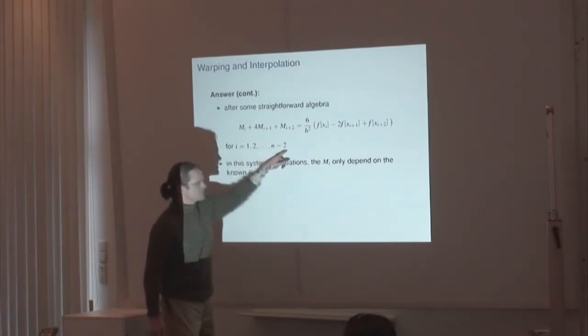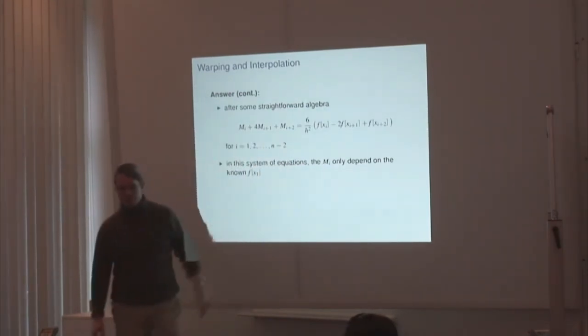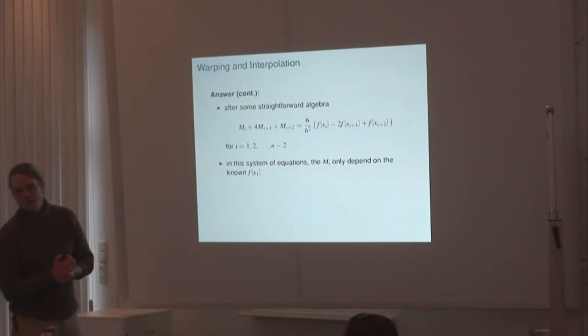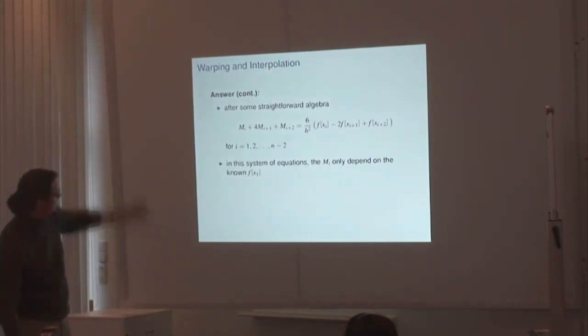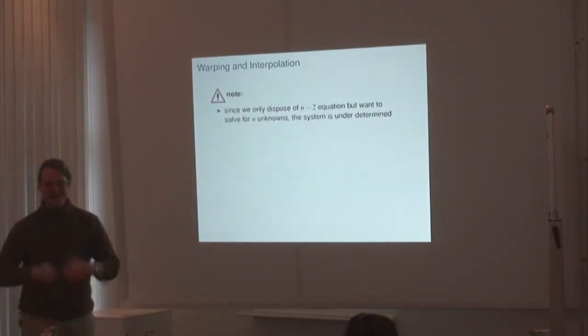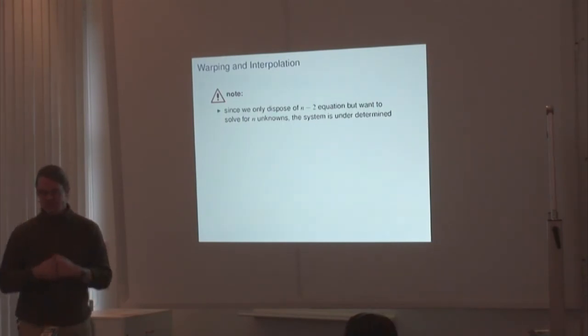These are just n minus 2 equations, but we have n unknowns. This is a bad thing, which basically says that where we are so far is an underdetermined system of equations. Not enough information there to solve it all.